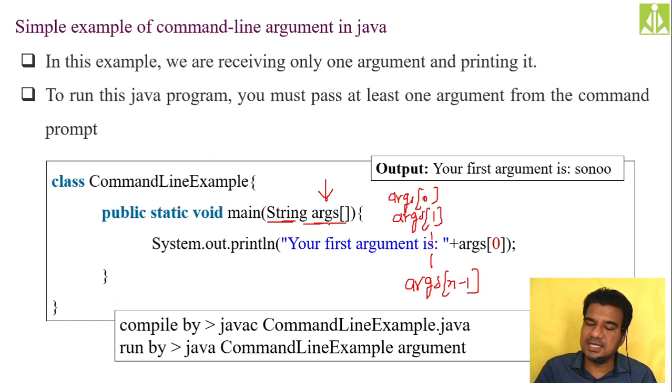So this args is an array of type String. So whatever command line arguments you pass when you execute the program, all those command line arguments will be read inside this args array like strings, like String objects. It is the String class, so String class objects. Remember this one, it is very, very important.